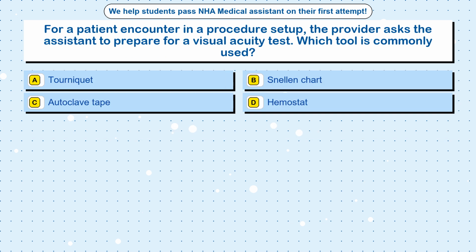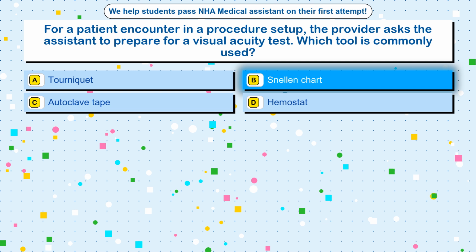Question 74. For a patient encounter in a procedure setup, the provider asks the assistant to prepare for a visual acuity test. Which tool is commonly used? Option A. Tourniquet. Option B. Snellen chart. Option C. Autoclave tape. Option D. Hemostat. The correct answer is option B, Snellen chart.